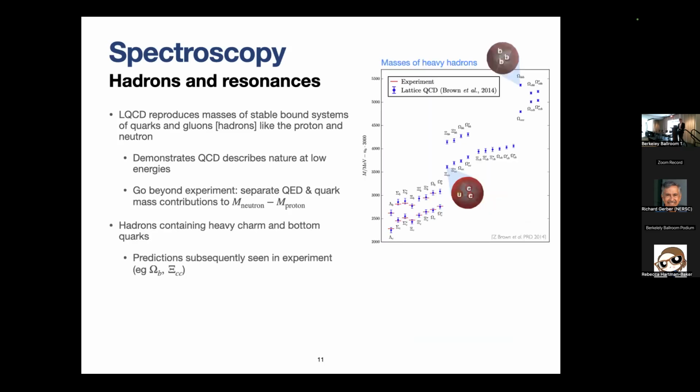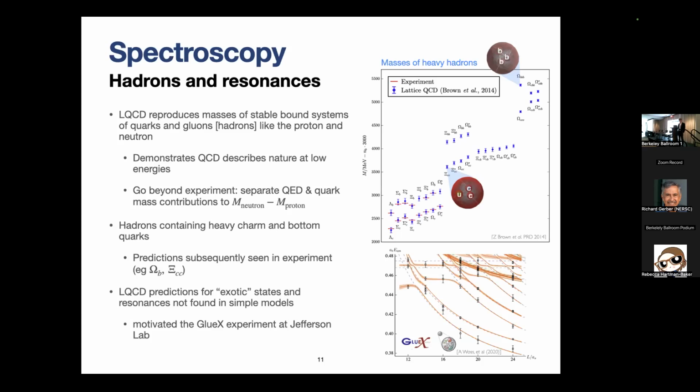But we can also make predictions for things that haven't been seen. So this is a figure showing a zoo of hadrons that contain more exotic charm and bottom quarks. These are cousins of the proton. Some of them have been seen in experiment. The little red bars correspond to experimental determinations, but many of them haven't. And lattice QCD is able to predict them, and some of these have been subsequently seen experimentally.